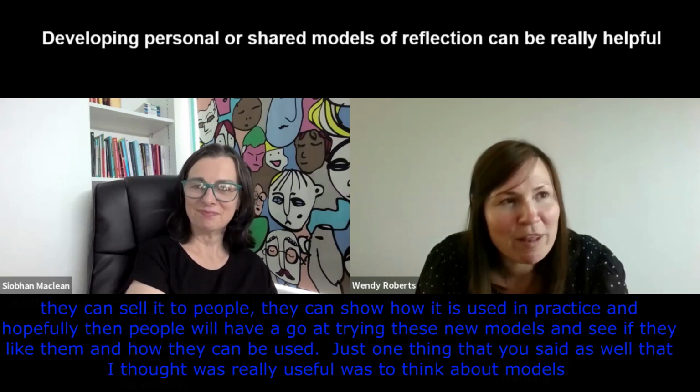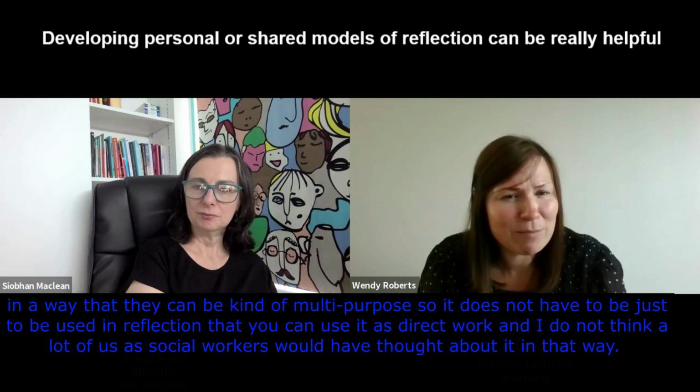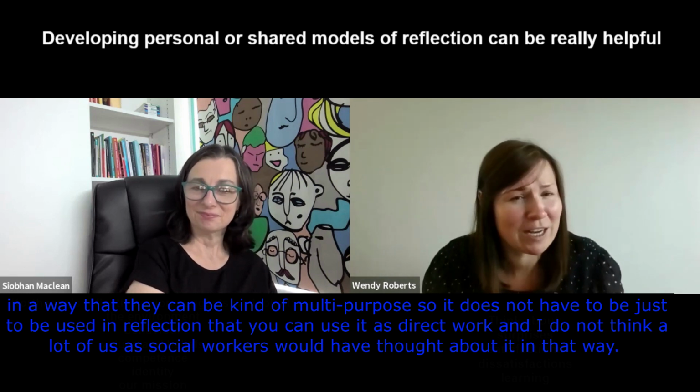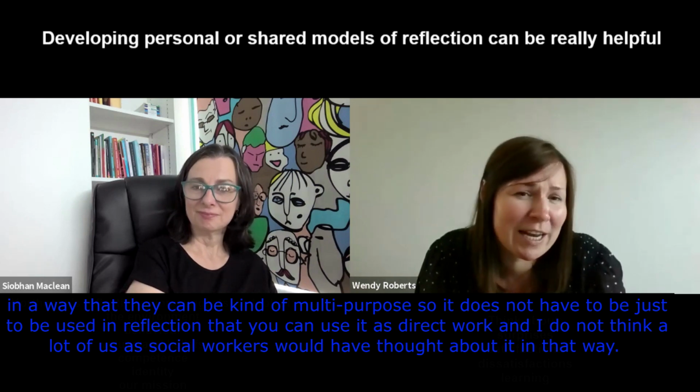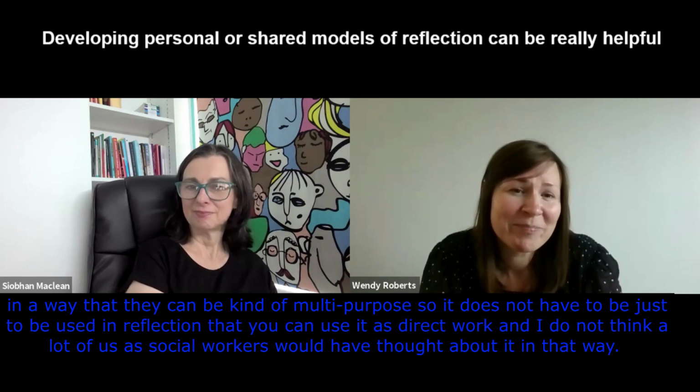And just one thing that you said as well that I thought was really useful was to think about models in a way that they can be kind of multi-purpose. So it doesn't have to be just used in reflection, you can actually use it as direct work. And I don't think a lot of us as social workers would have thought about it in that way.